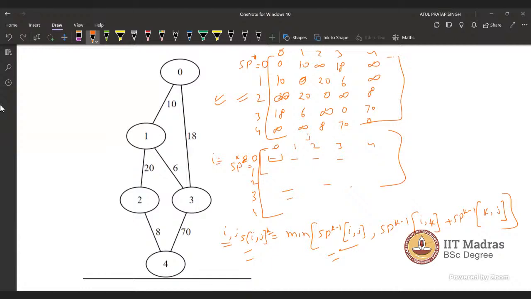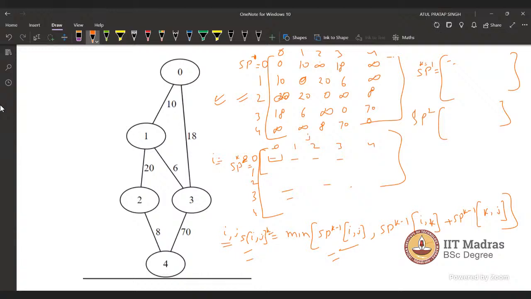Then in the next process, we calculate the SP1 matrix. The same formula is used, but now k becomes 1. We check the direct path from i to j and the path from i to 1 and then 1 to j. Which is the shortest? Now we fill this SP1 matrix using this formula. Now k value is 1. Same for SP2, we will fill.